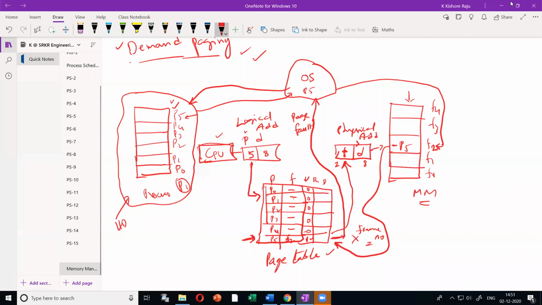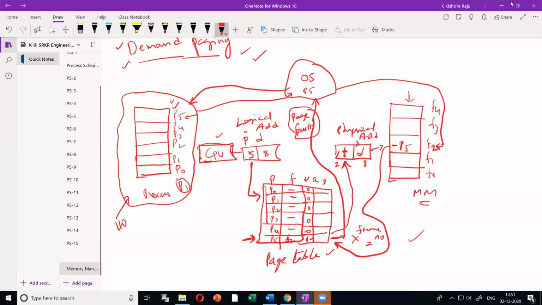Then the eighth instruction will be executed. This particular concept we call demand paging, and raising the fault we call a page fault. So this procedure is called handling the page fault. Is it clear or not? I'll try to explain again.